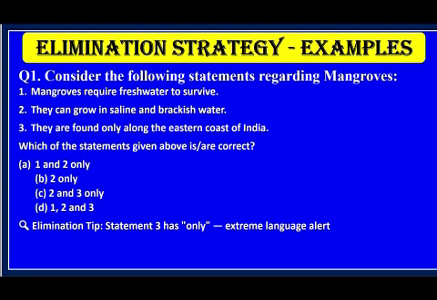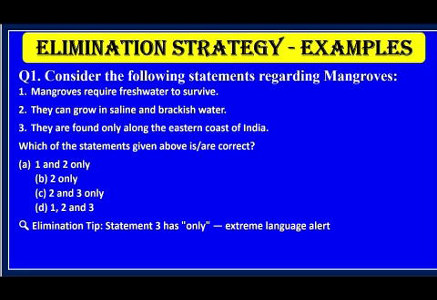Which of the statements given above is correct? The option is A, 1 and 2 only. Option B, 2 only. Option C, 2 and 3 only. Option D, 1, 2 and 3 only. So for this, mangroves require fresh water to survive. That is definitely true, it's the inflow of nutrient exchange. That is a true statement.